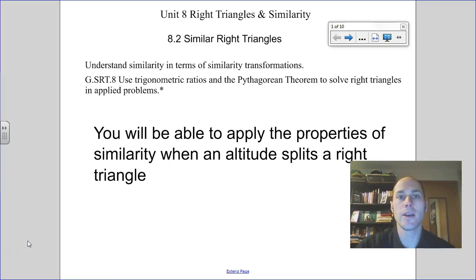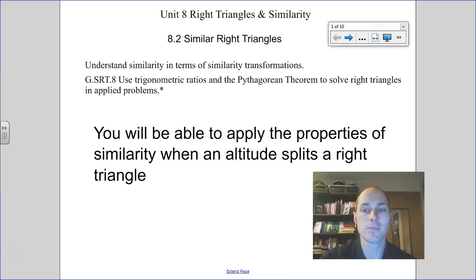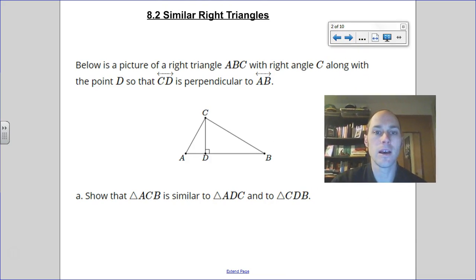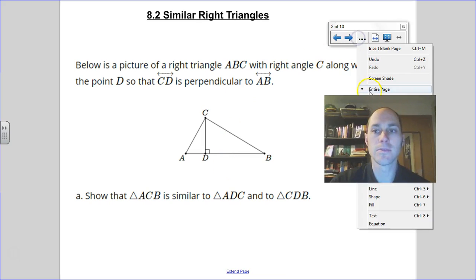Let's continue our unit on right triangles and similarity as we talk about similar right triangles. Special properties we get when we have an altitude splitting a right triangle into multiple triangles. We'll also take a look at some special right triangles. You'll find out why they're so special later on. Just have to wait. So let's start off with an altitude, CD, splitting this triangle ABC into multiple triangles.